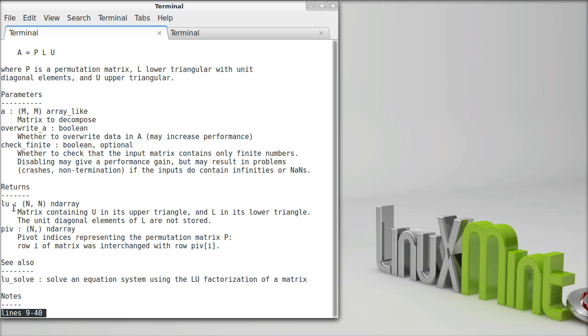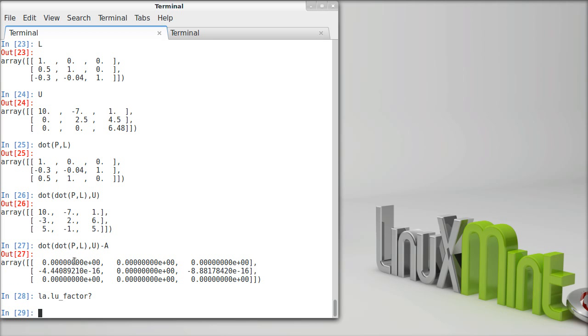It returns something called LU and something called PIV. LU really is a combination of the L and U matrices, and PIV is a different way of representing how the rows get pivoted. Okay, a different representation of the permutation matrix. This is done basically to conserve space, to store it in a way that's convenient for solving the linear system of equations by the routine LU solve. So you can really think of LU factor as just setting up to solve a system of equations using LU solve.